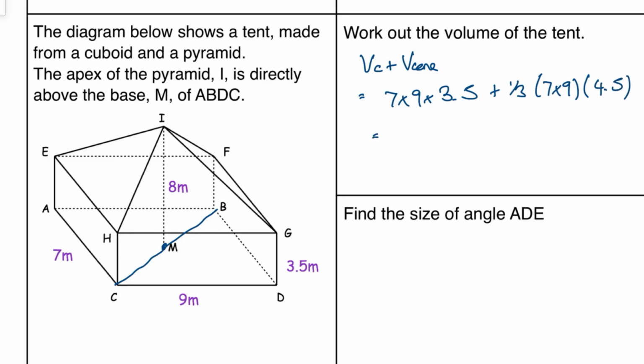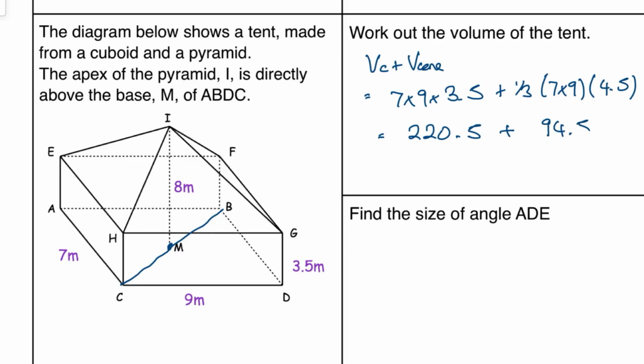Again, calculator out. So 7 times 9 times 3.5 gives me 220.5. You don't really need to do this in 2 bits, but just in case it shows in my working. And then 1 over 3 times 7 times 9 times 4.5 gives me 94.5. Add these together, so plus 220.5, and my final answer is, well, it's a nice round number, 315, not centimetres. Read the diagram: 315 metres cubed. Good question. Not too difficult, but a nice sort of layout question.